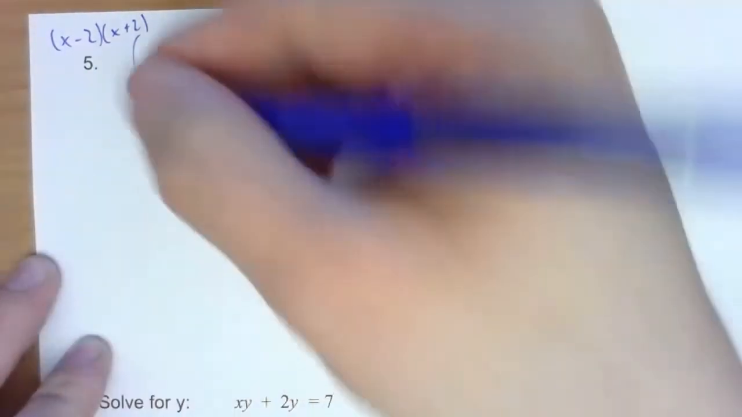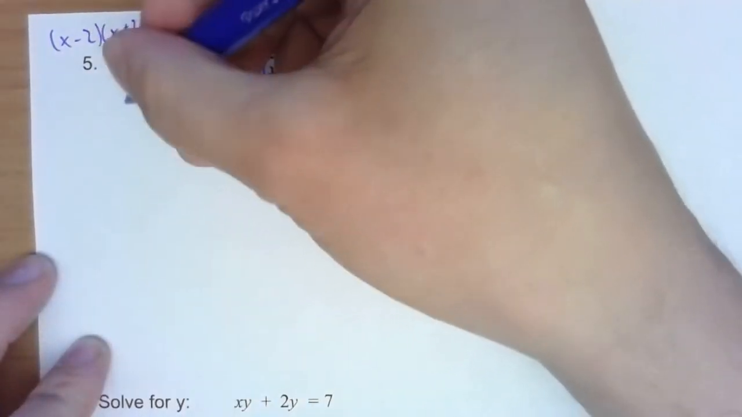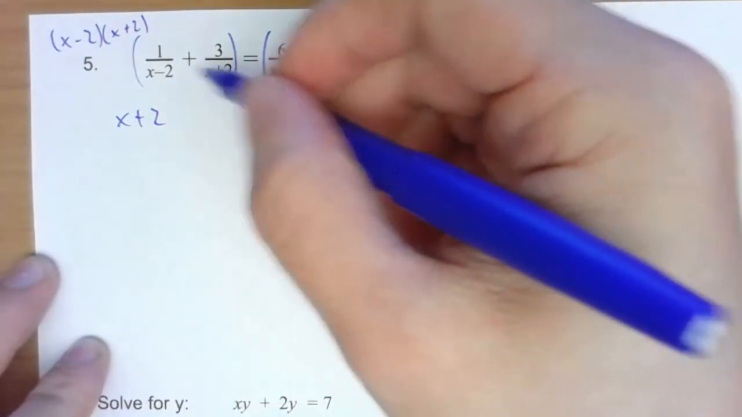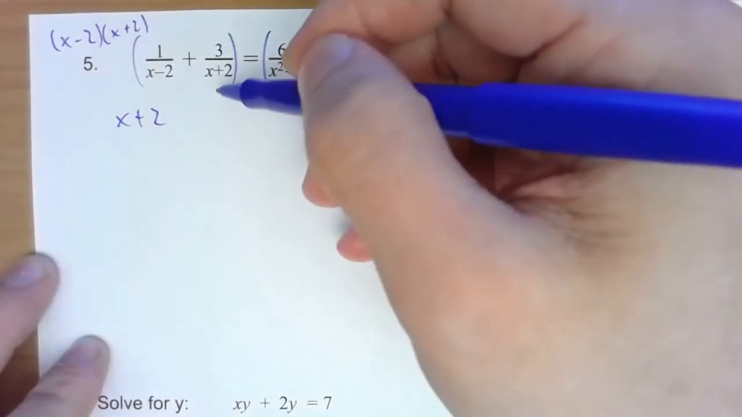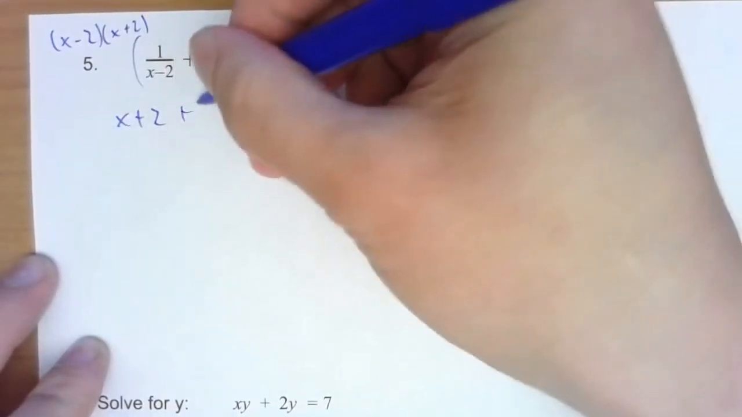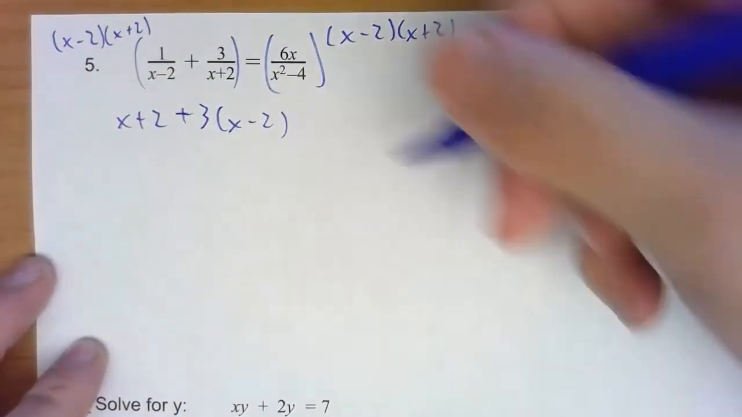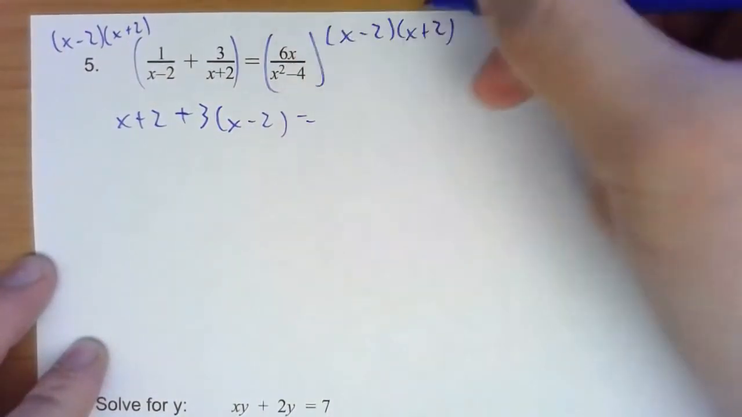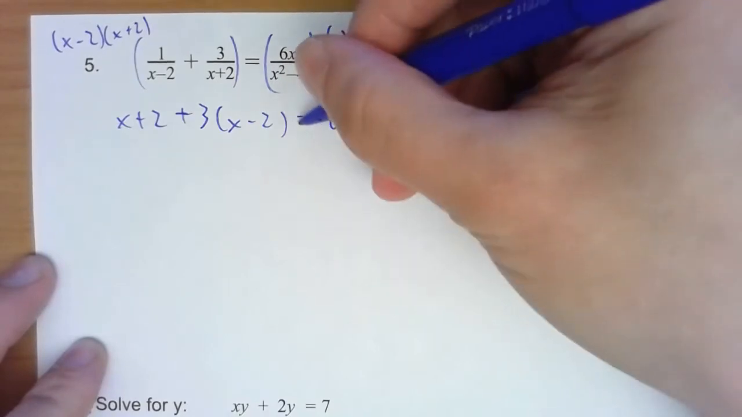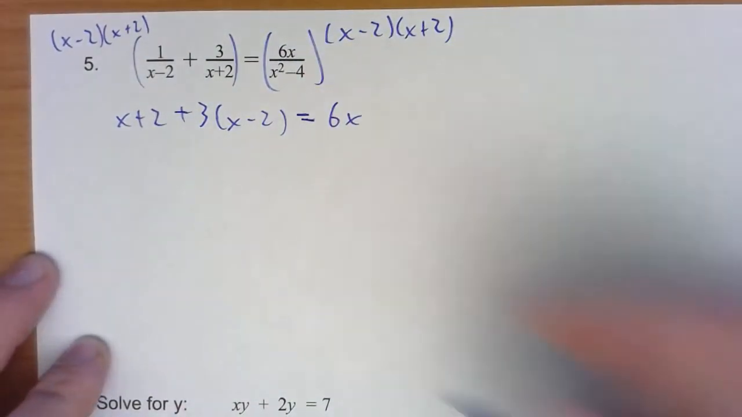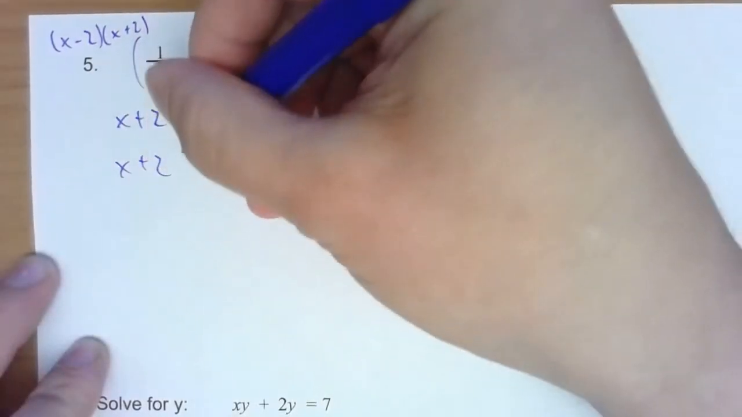And so over here, x minus 2's cancel. Multiplying by 1 doesn't do anything, so we get x plus 2. Over here, the x plus 2's will cancel, and so then we need to multiply the 3 by the x minus 2. And then over here, the whole denominator cancels, so we're just left with 6x, and there's no multiplication to do at all there. So let's distribute.